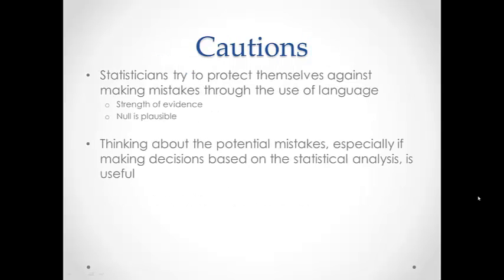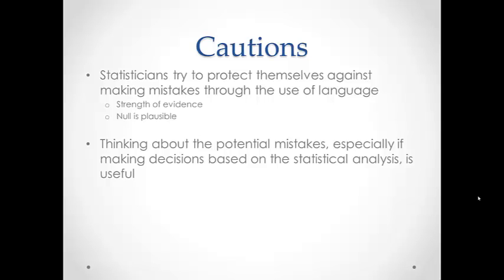A few words of caution. Statisticians really try to protect themselves against making mistakes through the use of language. We've talked a lot already in this course about strength of evidence. We have more evidence, we have less evidence, we have some evidence, we have a lot of evidence. That helps us from saying, oh yes, for sure that's enough evidence, I'm convinced. Another way statisticians protect themselves with language is by saying the null hypothesis is plausible. We've really emphasized this. We never want to conclude, oh, we've proven the null hypothesis is true. All we're saying is that is one of a set of plausible values.